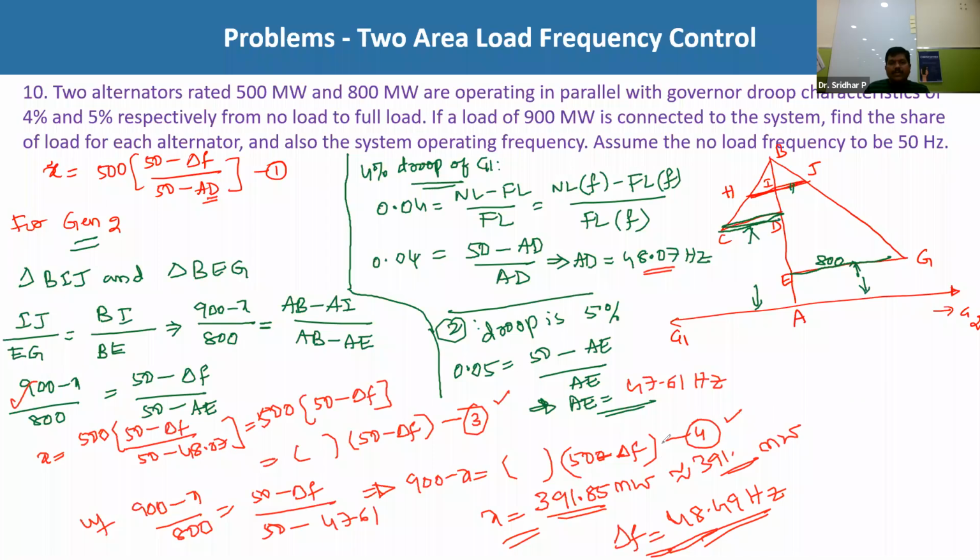Now, can I close this problem? Please take the screenshot of this. So the answer is delta F, the change in the system frequency, is 48.49 hertz. And how is this 900 megawatt shared between generator 1 and generator 2? Generator 1 sharing is 391.85 megawatt or 391.52 megawatt, no matter. That is the share of alternator one. Alternator two sharing is 900 minus this. If you subtract, you will get the value.